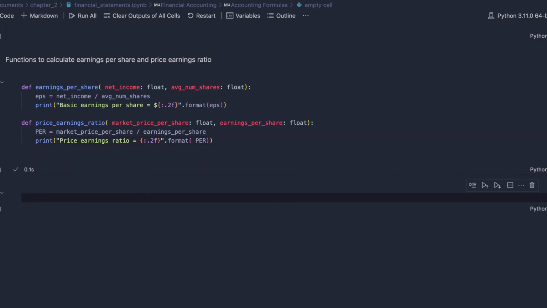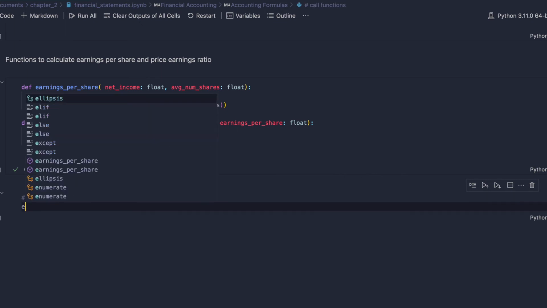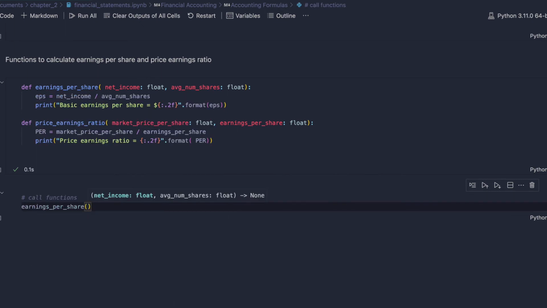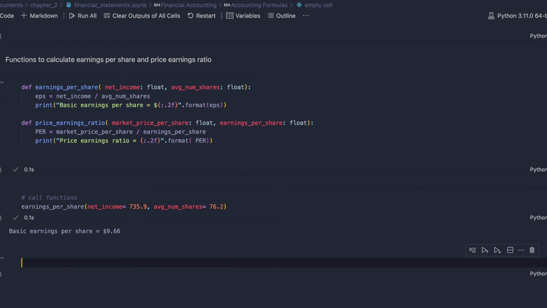Okay, now we call our functions. Earnings per share function takes in the net income. This will be 735.9. Average number of shares, 76.2. We get 9.66.